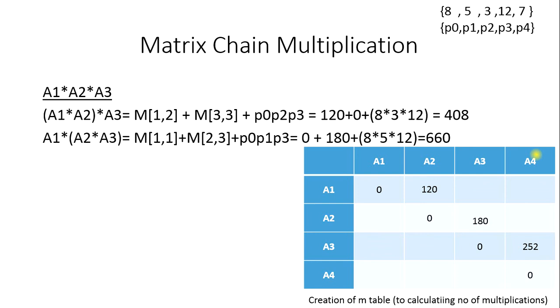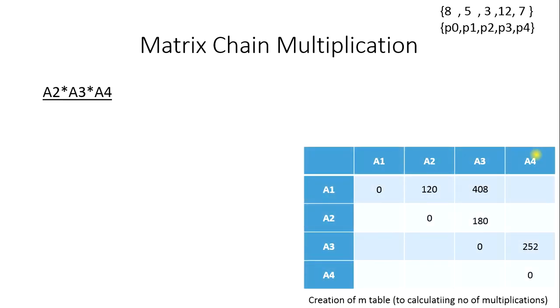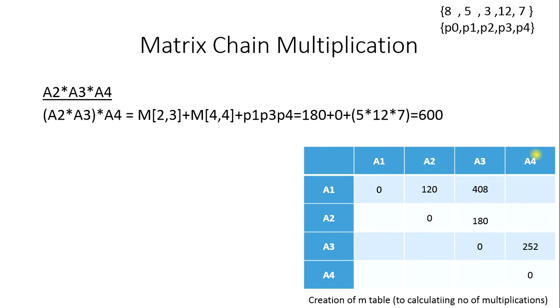So out of these two possible combinations, which combination has the lowest number of multiplications? The first one. So we place the first one in our M table and fill it up. Now the second combination of the three, A2, A3 and A4. Again, it has two possibilities. First one, we multiply A2 and A3, and the resultant we multiply with A4. So for A2 and A3, we can find the number of multiplications from our M table, M2,3, which is 180, and A4, M4,4, which is 0.